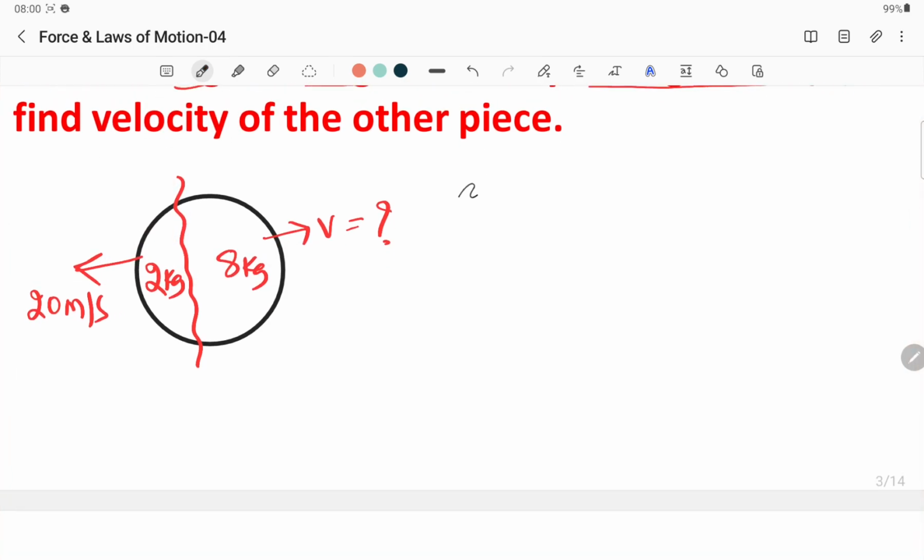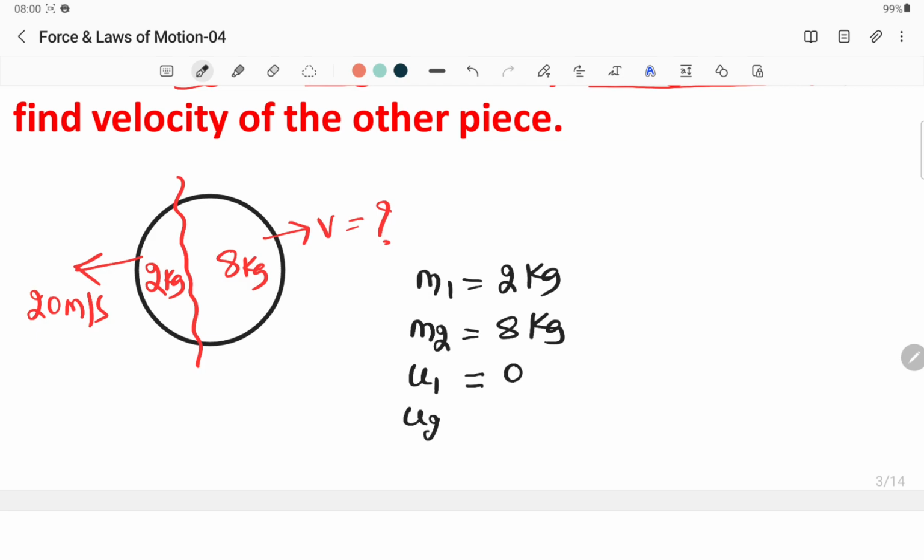Consider this 2 kg as m1, so m1 is 2 kg. Consider the 8 kg as m2, so m2 is 8 kg. What is u1? u1 means the initial velocity of this 2 kg. Initially it was at rest, no? Once it has blasted, only then it started to move outside. But before that it was at rest, so the initial velocity of the 2 kg is 0. What is u2? The initial velocity of the 8 kg is also 0.